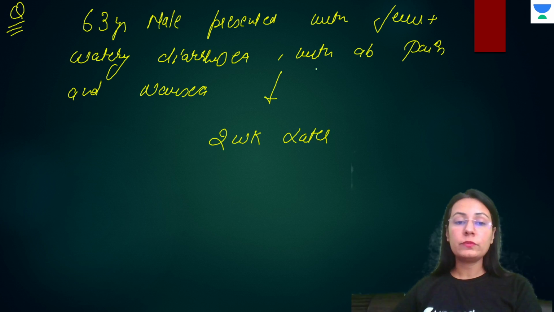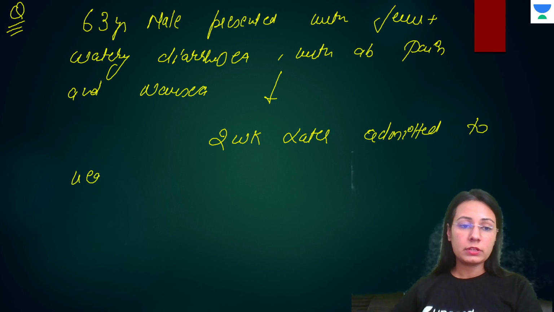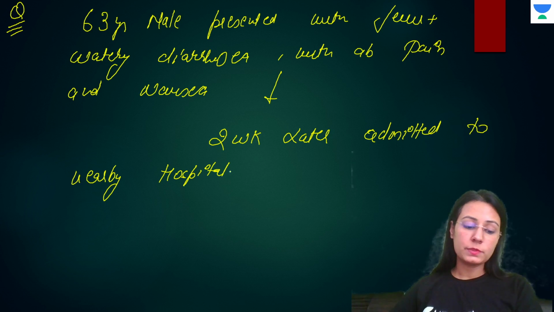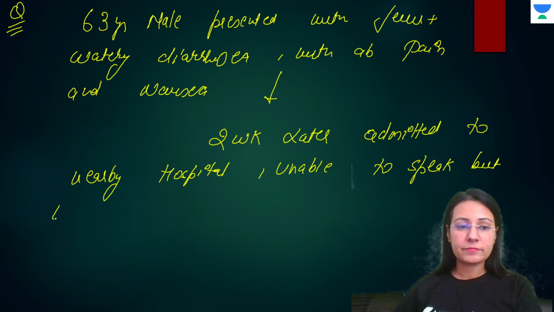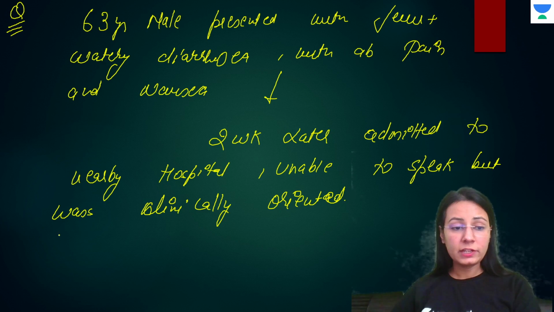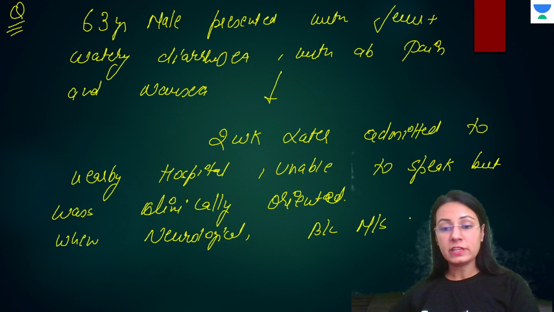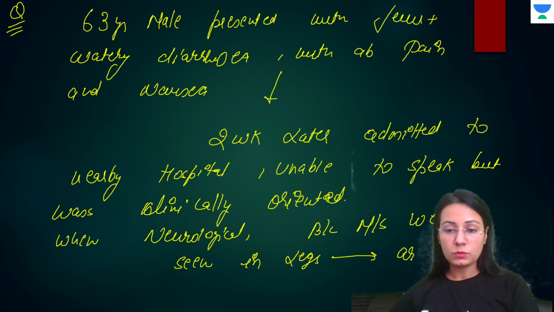Two weeks later, he was admitted to a nearby hospital and was unable to speak, but was clinically oriented. Now, when the neurological examination was done, bilateral muscle weakness was seen in the legs, and within hours it was extending to the arms. That is the ascending weakness we are talking about.